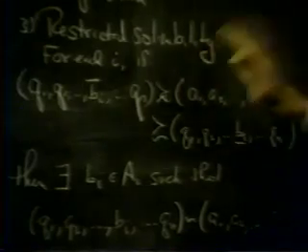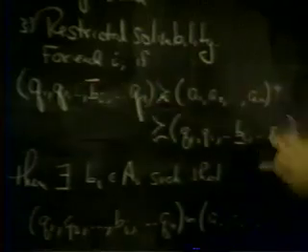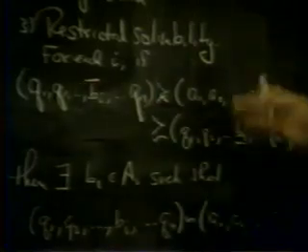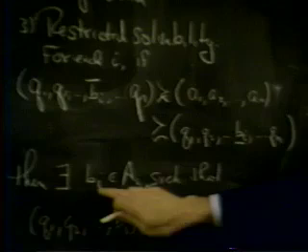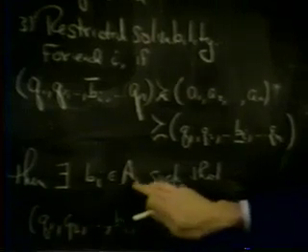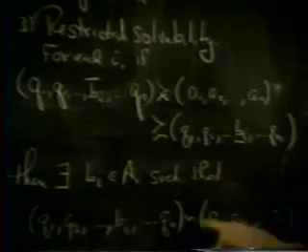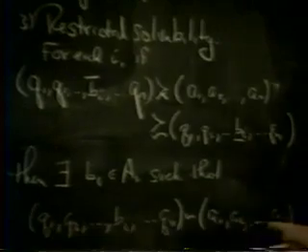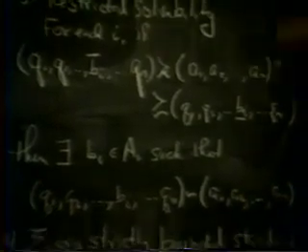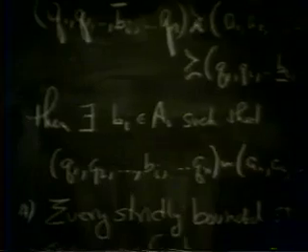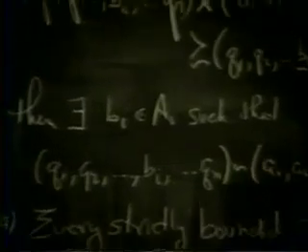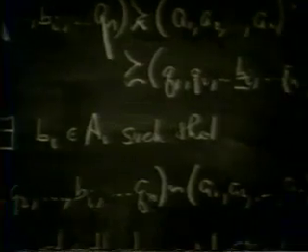The statement of this is for a particular i, and the conclusion is that then there exists a B_i in capital A_i such that, in fact, strict equality holds. And this assertion is true for each of the different components i. So that's the very natural generalization of restricted solvability.